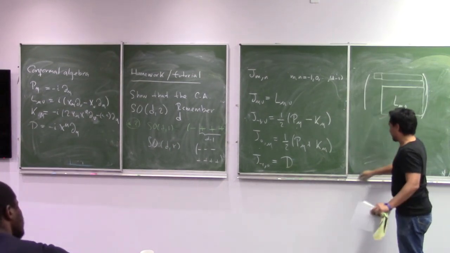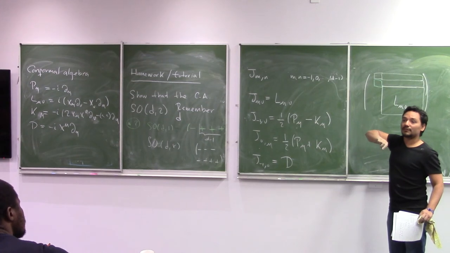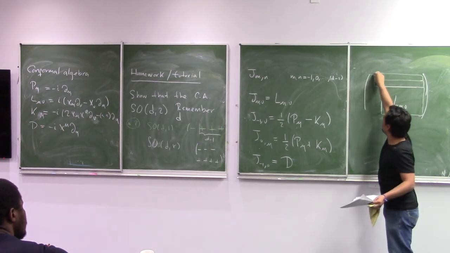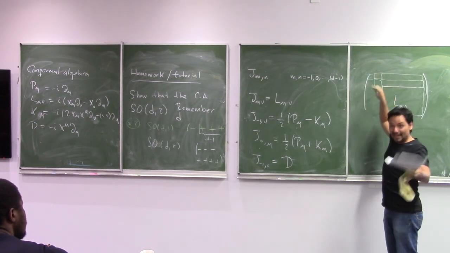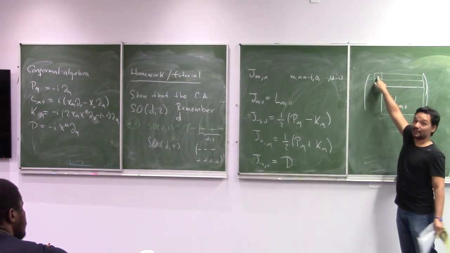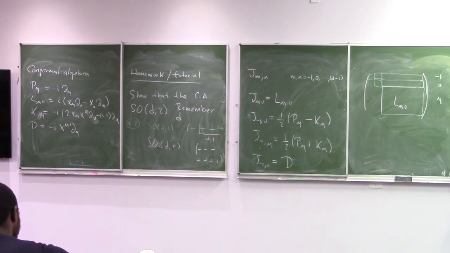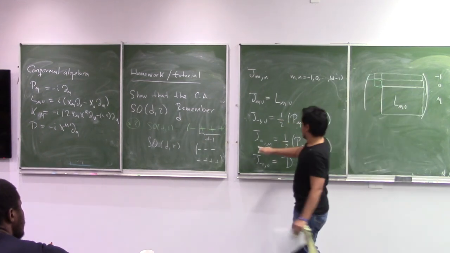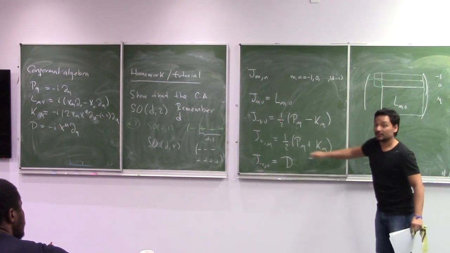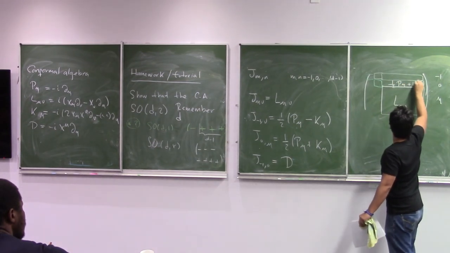Why didn't I put this one? Can anybody tell me why I am not putting this one, or this one? Why am I not saying anything about these two? Zero. Because they're zero. Let's say it with conviction. They're zero. So this one is off diagonal. This is the minus one part, and this is the zero part, and this is, say, the mu part. This is how I'm building my super matrix. Now here, in the zero mu, I'm putting this one. Here I'm putting a half P mu, K mu.